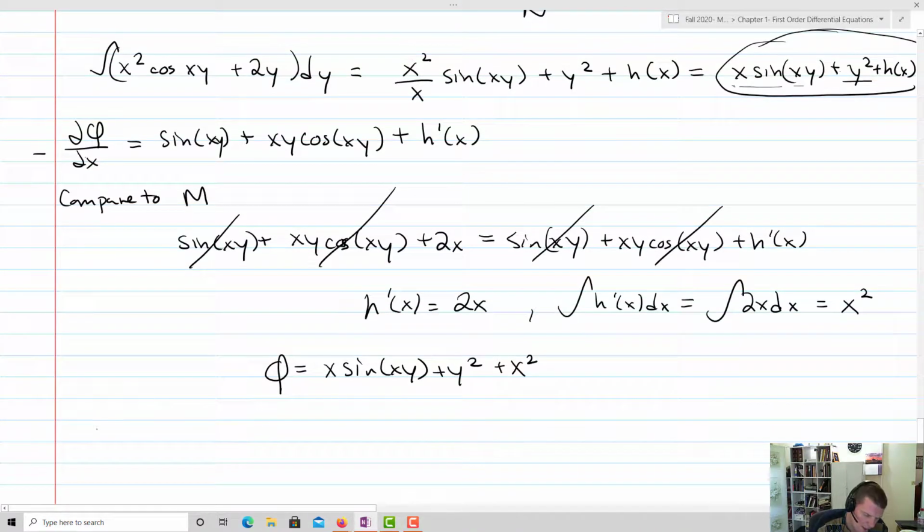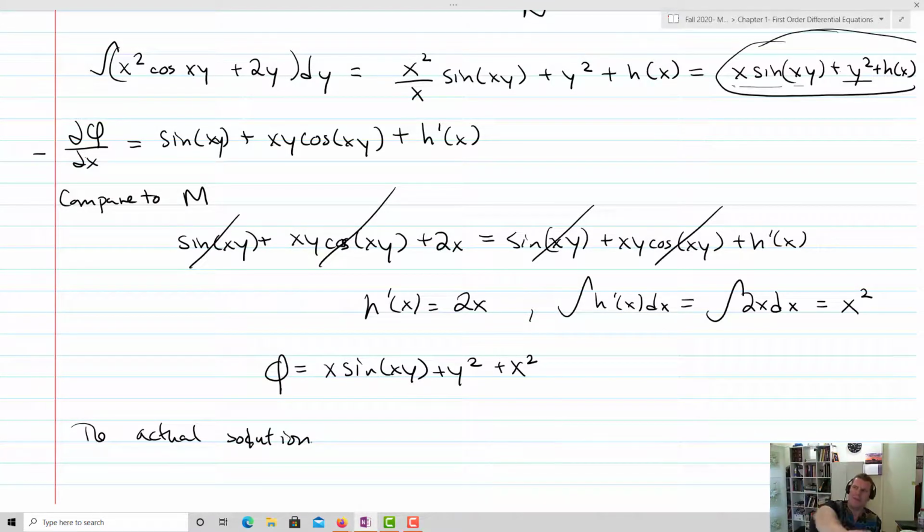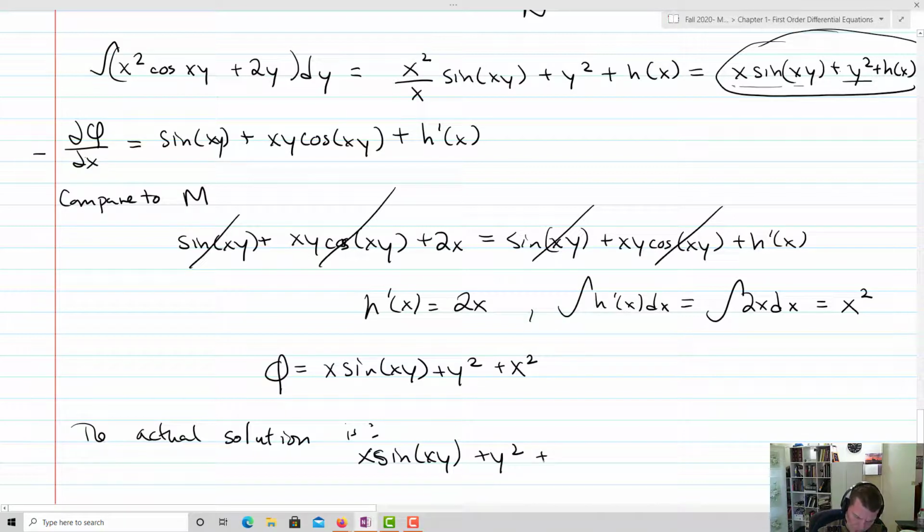To finish this out, the actual solution will set phi equal to a constant. Because if you remember, we had the derivative of phi equal to 0, and so what that meant was that we will end up having a constant on the other side. So the actual solution is x sine xy plus y squared plus x squared equals some constant c. And that's the solution to our differential equation.